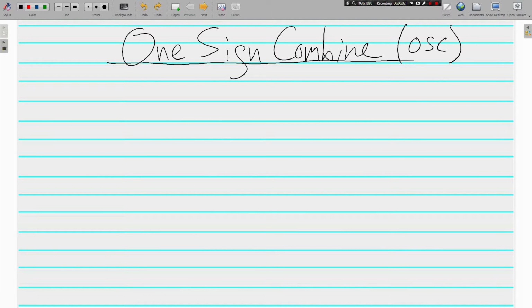Hi there, this is Mr. Tipton, and we are continuing to look at combining integers. Last time we looked at integers that only had one sign on the left of each number that we were combining. Today we'll be looking at some expressions that have two signs on the left of some of the numbers that we need to combine.